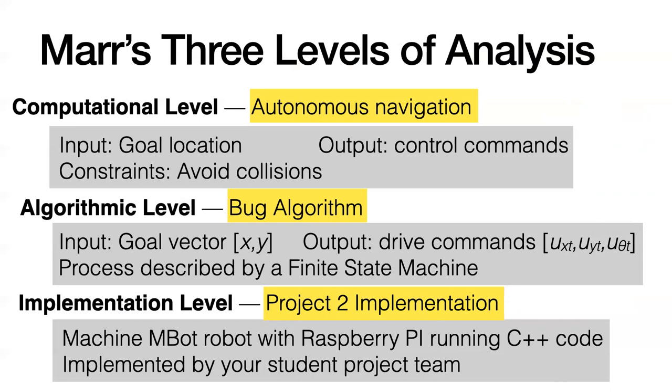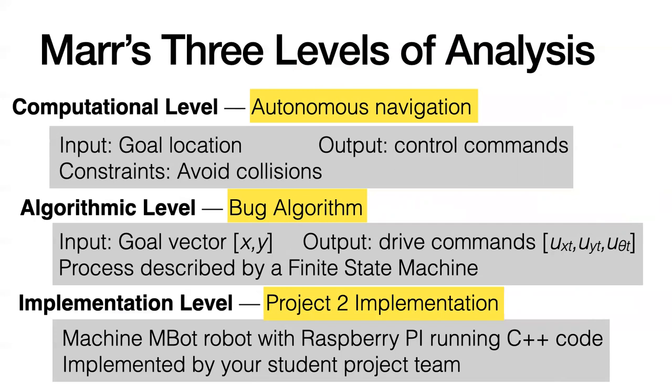But at this algorithmic level, you're going to be given a goal as a two-dimensional vector with an X and Y location. And at every moment in time, you're going to send drive commands. That's going to be a three-vector: controls in X, Y, and the turning in theta. And we're going to describe that process as a finite state machine. And then I'm going to talk about what the bug algorithm looks like as a finite state machine.